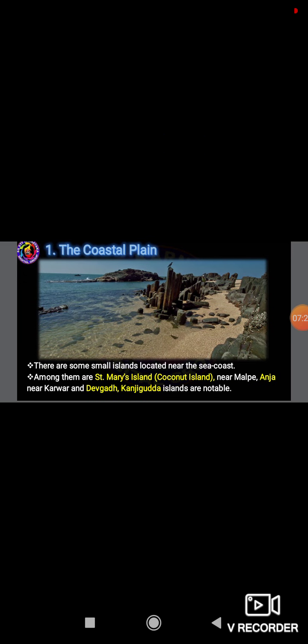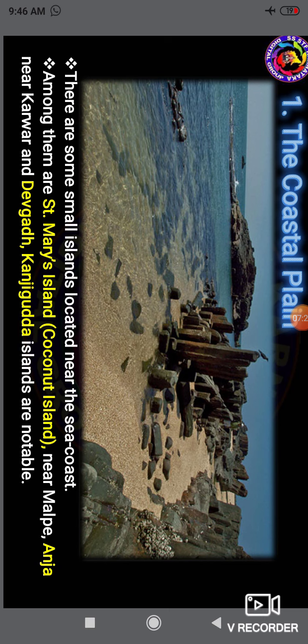And then there are small islands located near the sea coast. Among them is Saint Mary's Island. It is also called the Coconut Island. It is near Malpe.